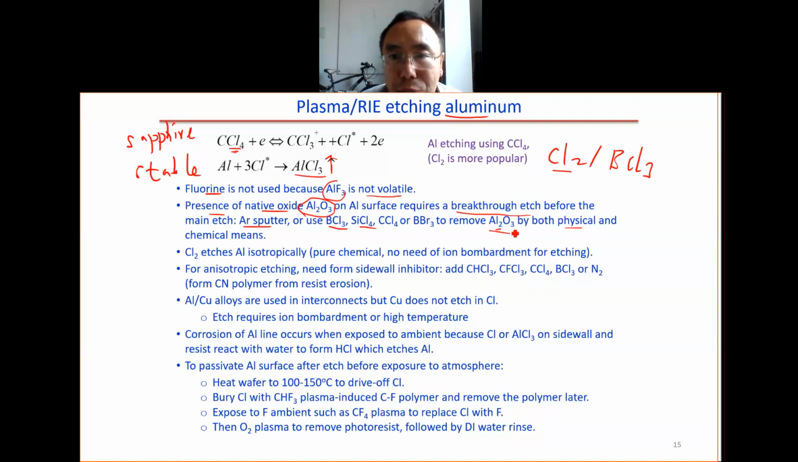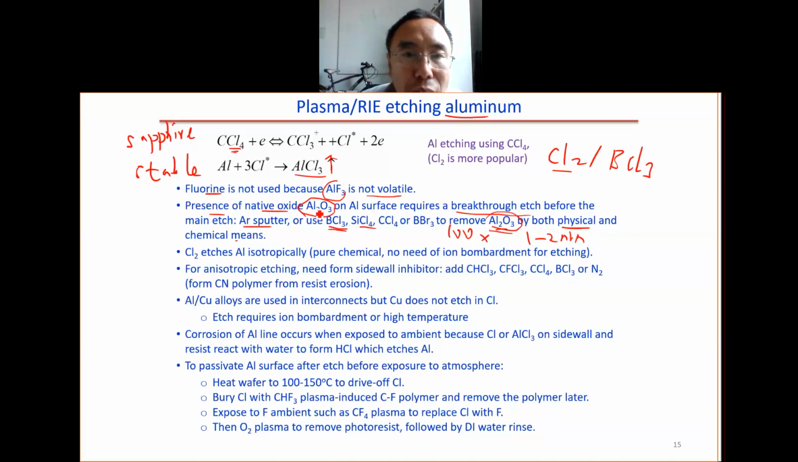The layer here may be 1 or 2 nanometers. But the etching rate of aluminum oxide can be 100 times slower than the etching rate of aluminum. So even this 1 or 2 nanometer oxide will slow down the etching of aluminum very much if it is not removed at the very beginning. This removal needs a physical bombardment.